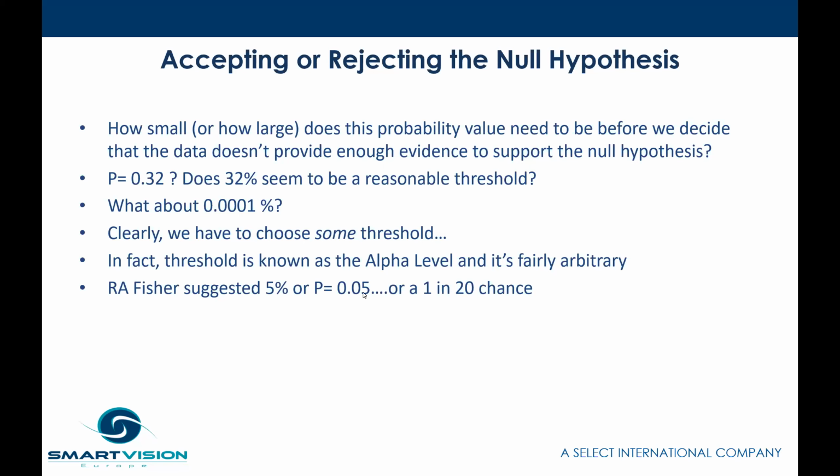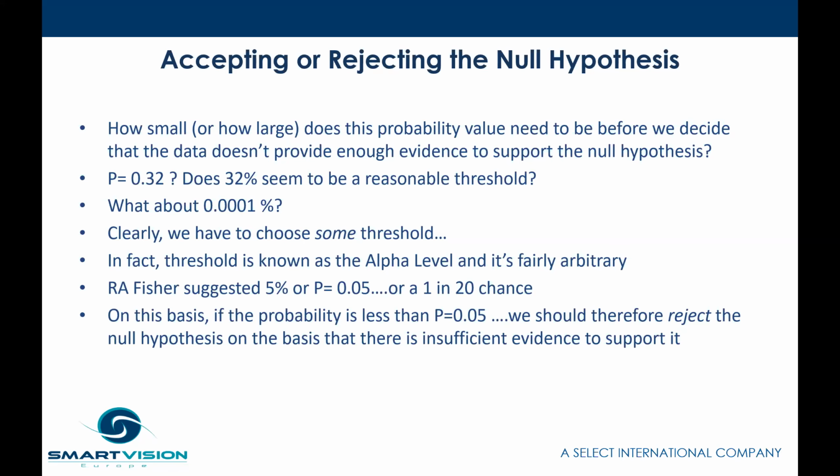And the problem with choosing a single number is it becomes like a fruit machine. The test becomes either up or down. It's either, yes, you've got COVID, or no, you haven't. Yes, it's significant, or no, it's not significant. In reality, it's just a number, and it's a pretty arbitrary number. So on this basis, if the probability is less than 0.05, we would therefore reject the null hypothesis on the basis that there is insufficient evidence to support it.